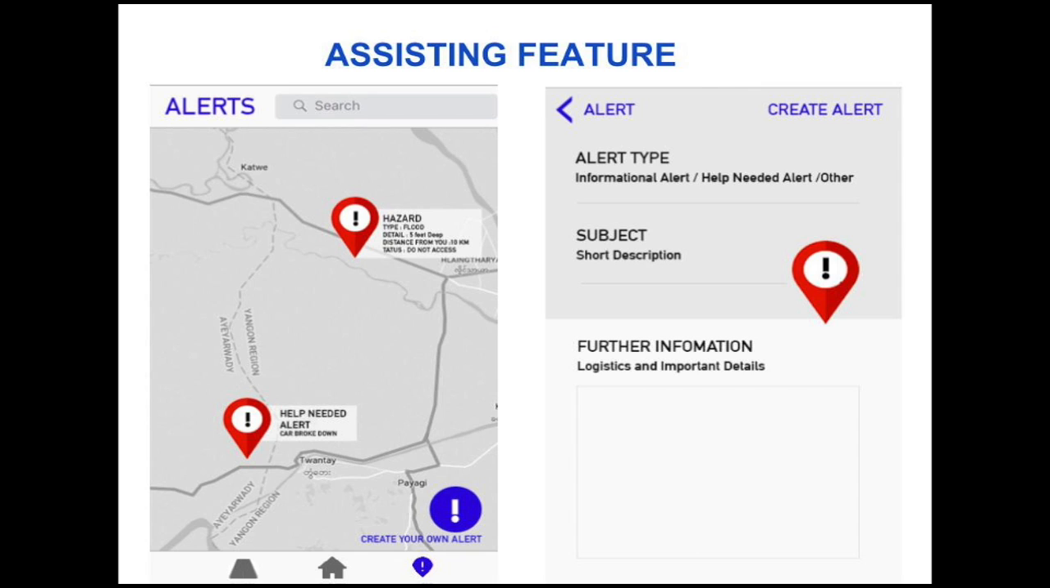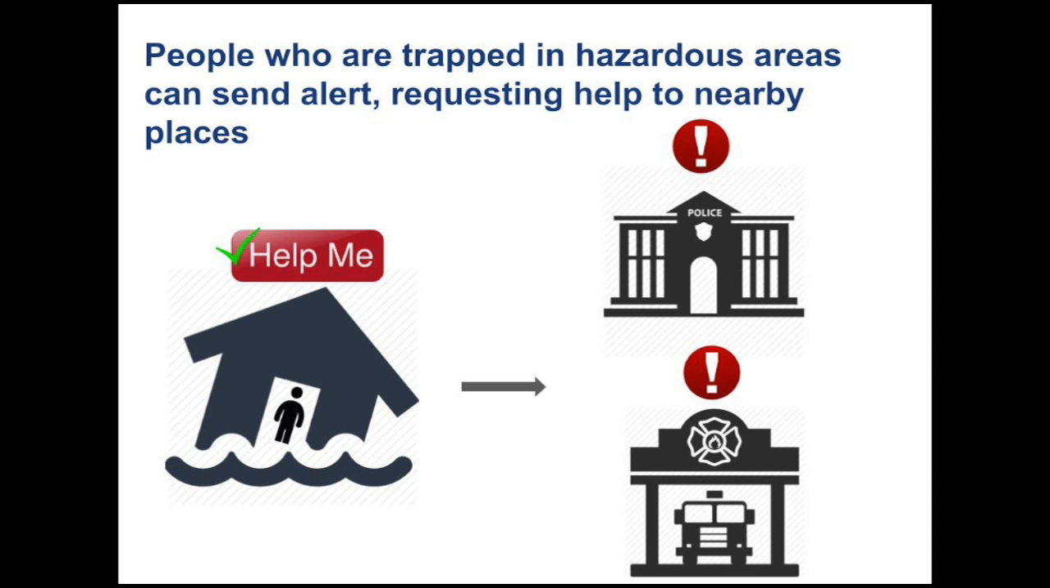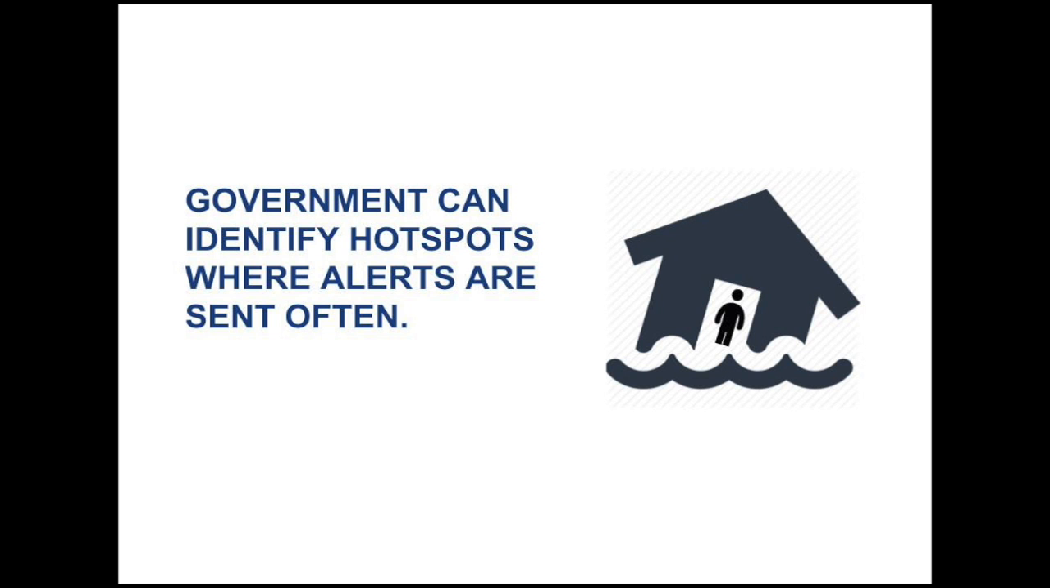Shleter Tracker also has an additional assisting feature, an alert system, to identify and monitor issues relating to the accessibility of shelter. This alert system is for users and affected citizens. People who are trapped in hazardous areas can send alerts requesting help to nearby places. By doing so, people will be able to set a distress call, which other people will be able to pick up. This makes it much easier to find people and to save them.